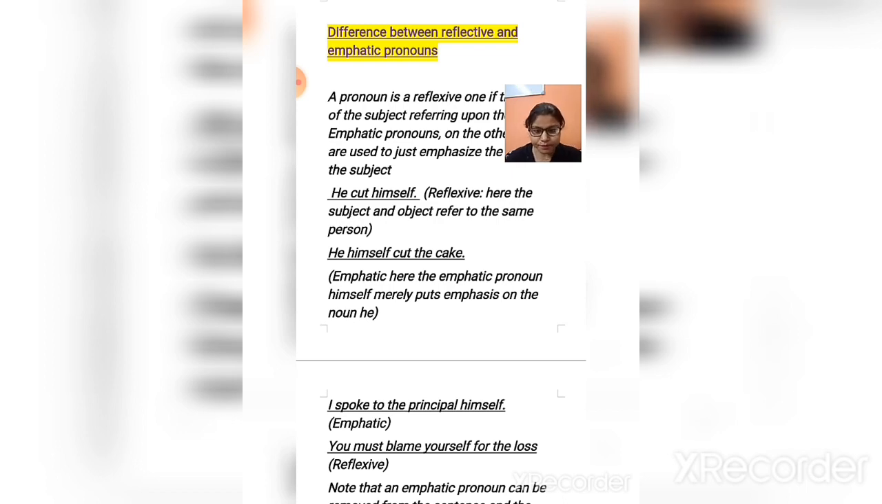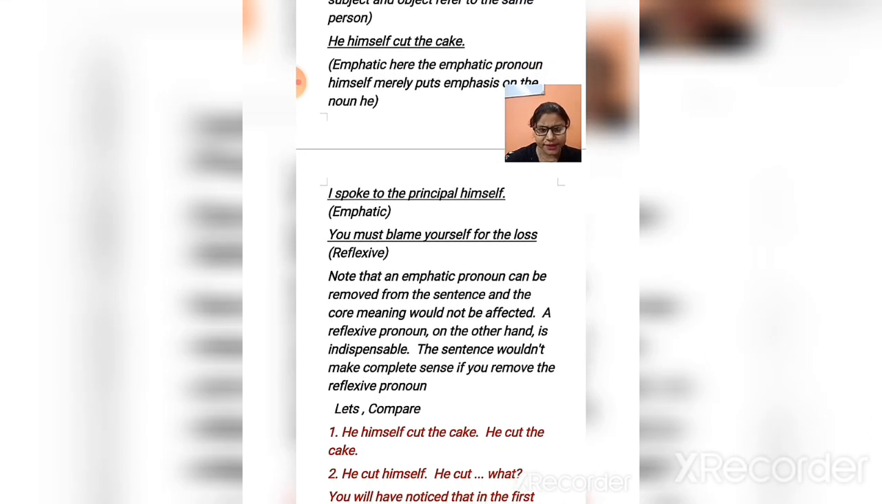Clear? Okay. Then the third says, I spoke to the principal himself. Here also it is emphatic.